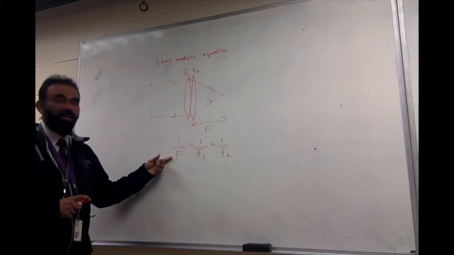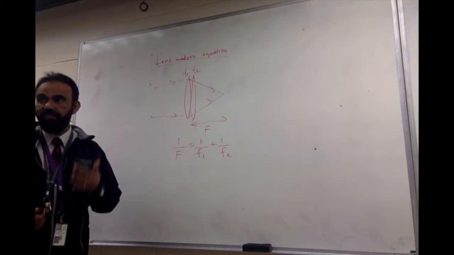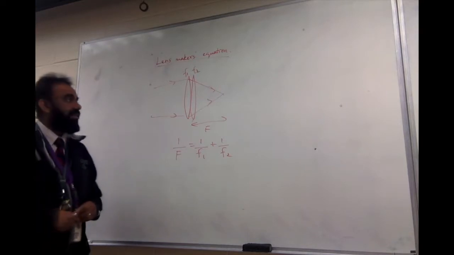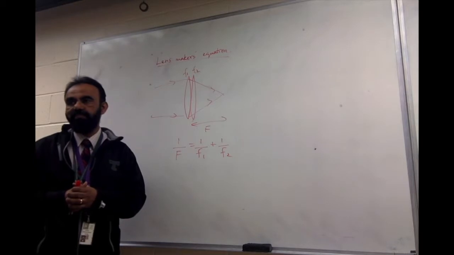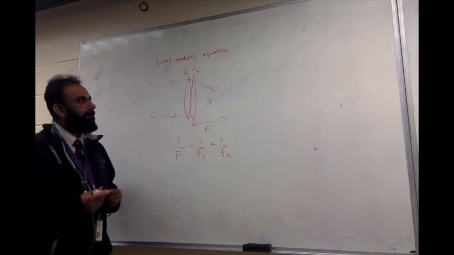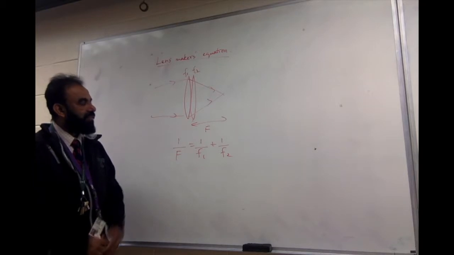And if the answer for f comes out positive, the whole thing acts as a convex lens. If the whole thing comes out negative, then it's going to act as a concave lens. So understand that if two lenses are kept like that.